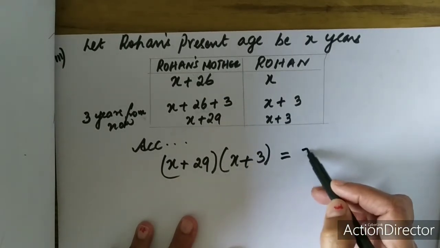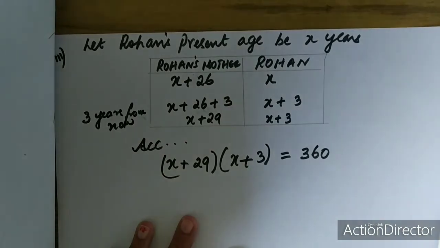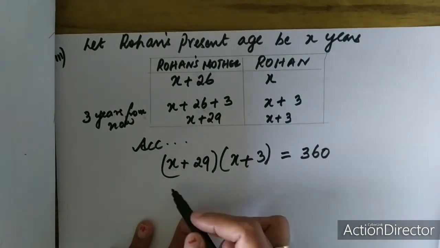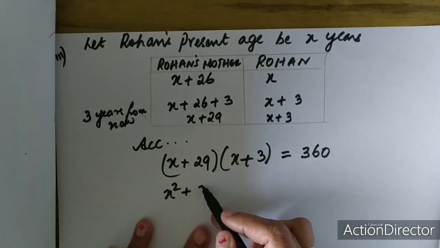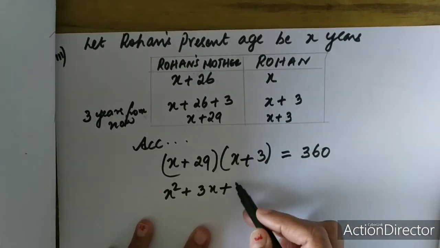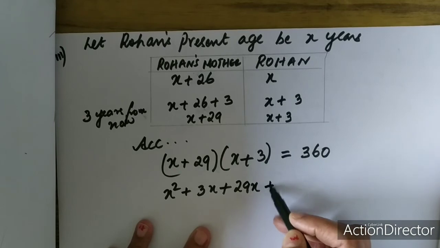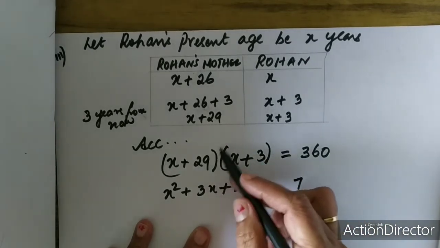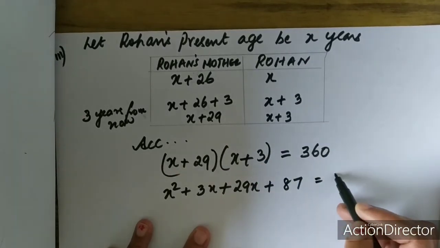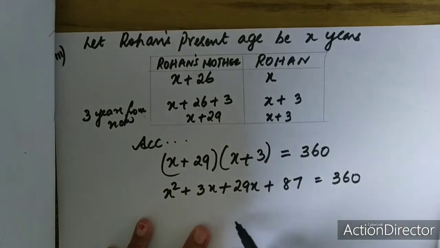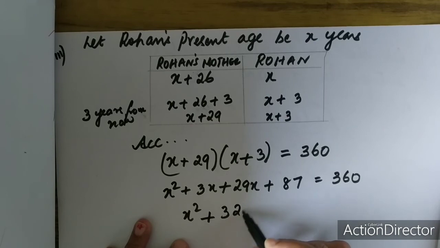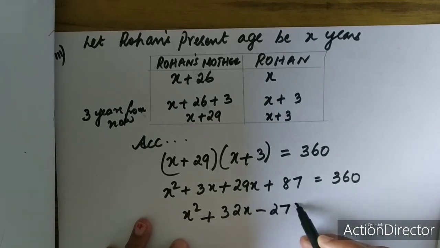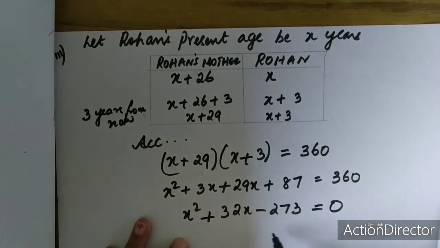is equal to 360. Now you have to multiply these two. x into x is x square, plus x into 3 is 3x, plus 29 into x is 29x, plus 29 into 3 is 87, is equal to 360. This is simplified as x square plus 32x minus 273 is equal to 0.